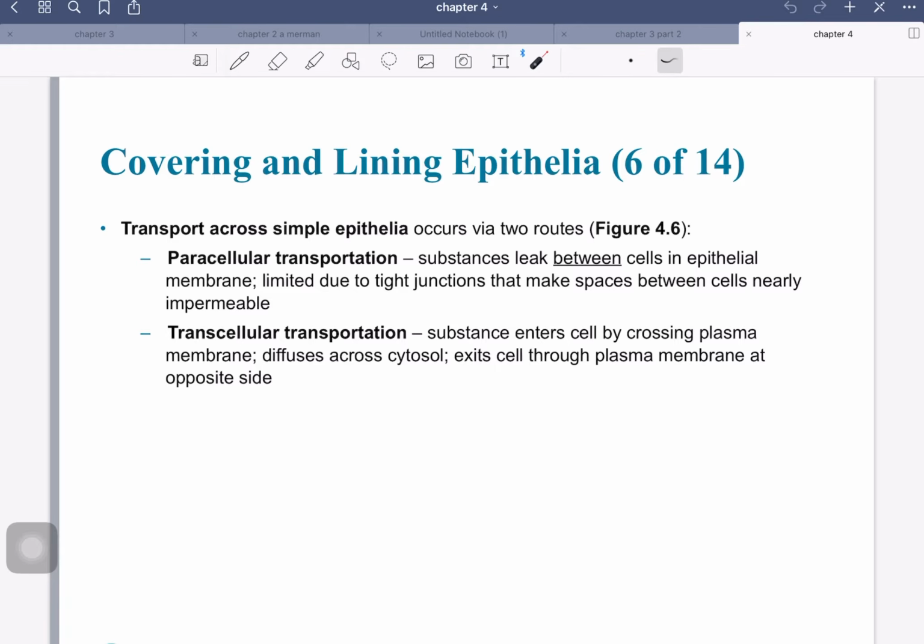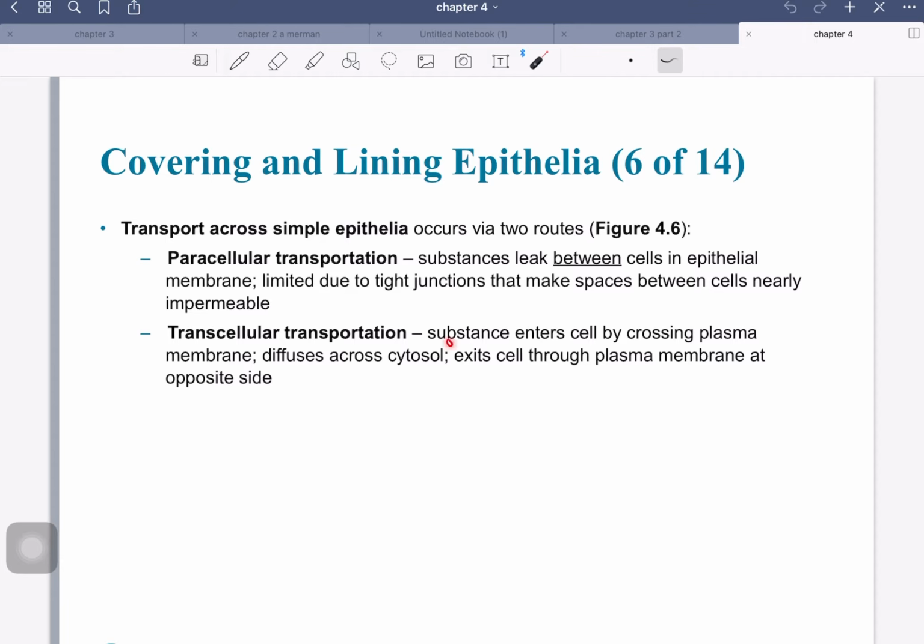So, transportation across epithelia occurs by two routes. One is paracellular transport, and in this case, the substances leak between the cells. Now, of course, we have tight junctions, so that really limits what can come and go in most cases. So we have the paracellular route, so that means between the cells. And then we have the transcellular route, which means goes through the cells.